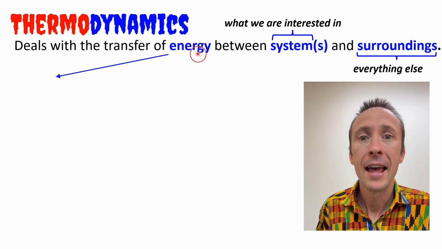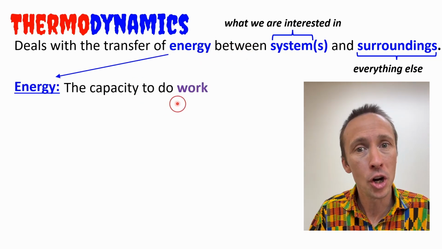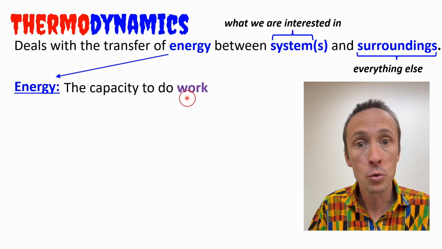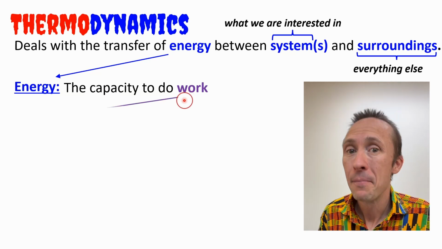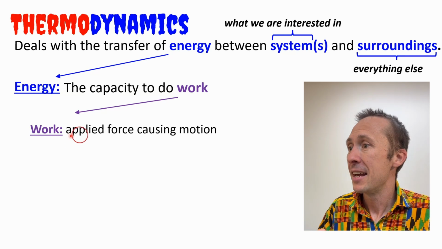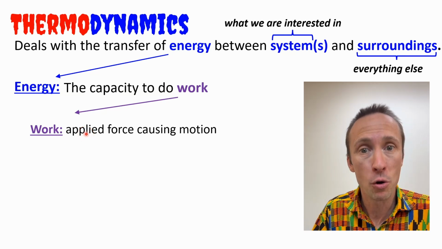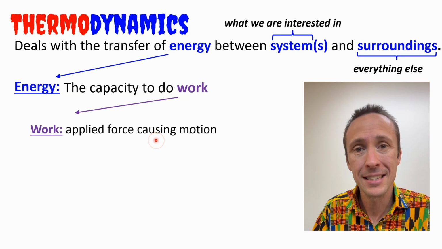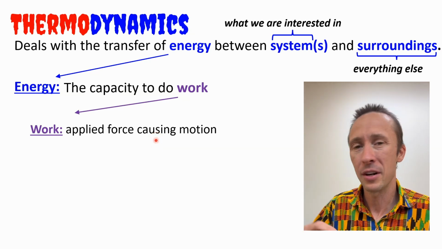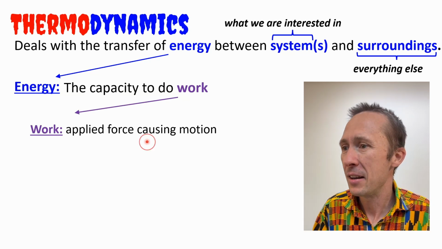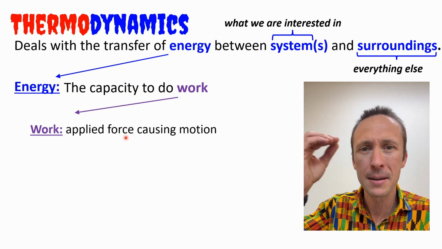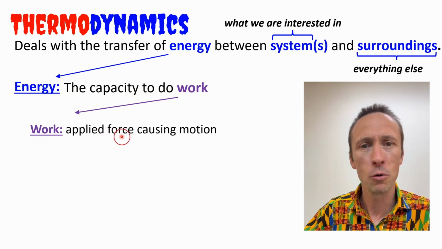So energy is the capacity to do work. You might remember this from physics class, introductory physics class. Well, what's work? Work is very simply, this is the simplest way I can say it, an applied force causing motion. Now we're going to go into the details of this and get more granular, and we're going to have equations and calculations. But very basically, a very simple definition: applied force causing motion.